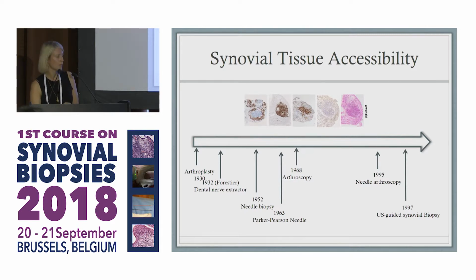Arthroscopy was then developed around the 1960s, but again this was with large bore arthroscopes, generally under general anaesthetic. Again there was a big lull until the mid-90s when needle arthroscopy was picked up by rheumatologists, a technique that could be used under local anaesthetic and was very well tolerated. Again that gave us really good access to synovial tissue and was very successful in sampling it. Then there was a gap until a couple of years later when ultrasound-guided synovial biopsy was in the early stages of development.